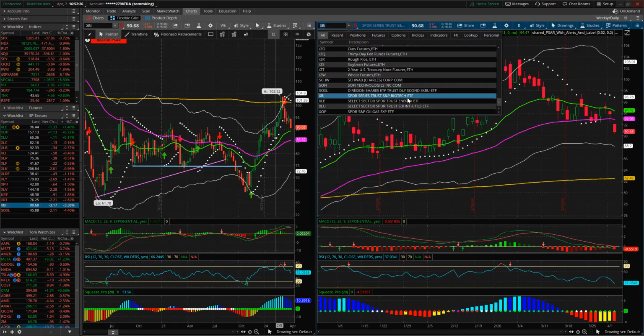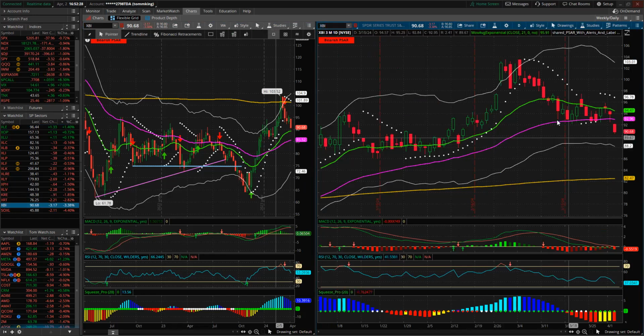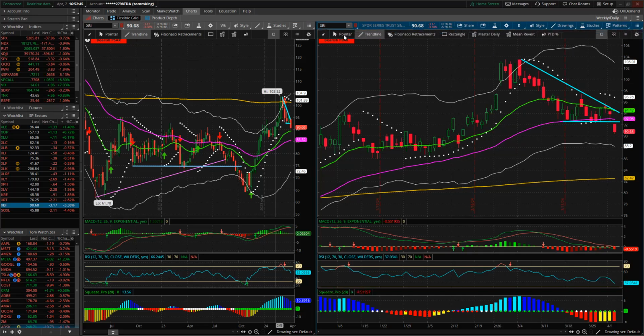XBI. These are your biotechs here. Biotech sector dropping lower, watching this trend line as this heads higher. And then you had a decent little descending triangle. So a descending triangle pattern in here. We broke below that today.